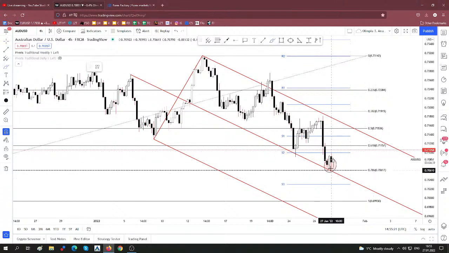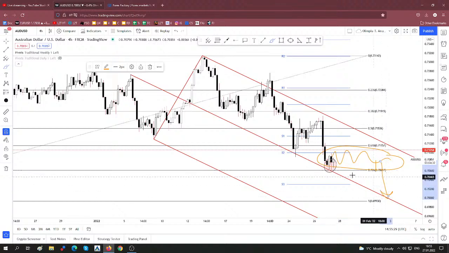But in my opinion, here something like a sideways movement could represent a distribution pattern before dropping deeper, within the descending pitchfork's body. So this is my opinion here.